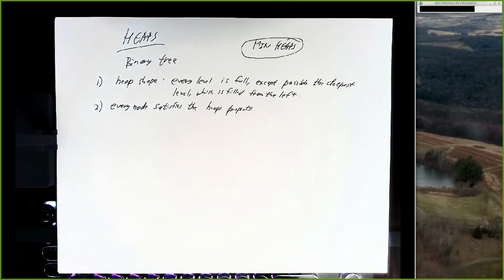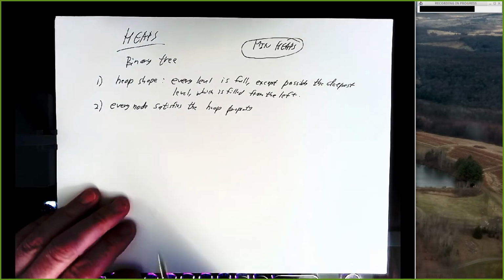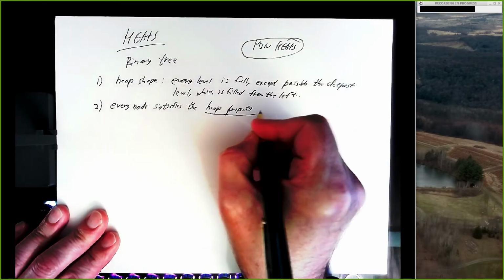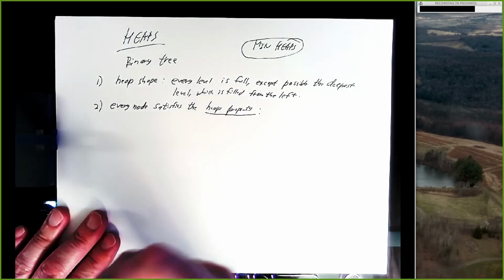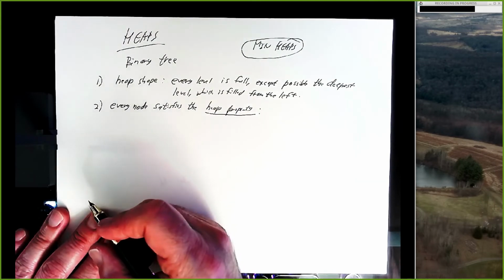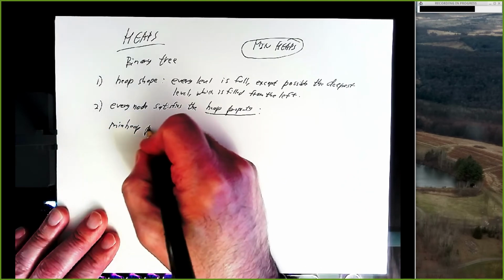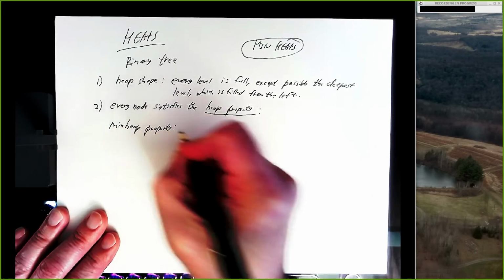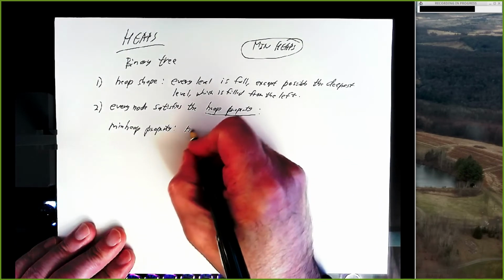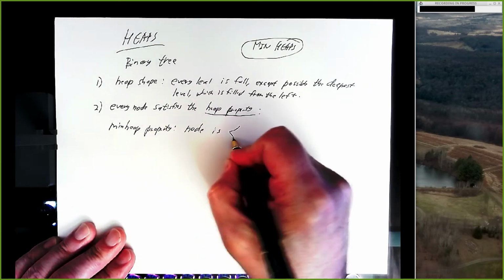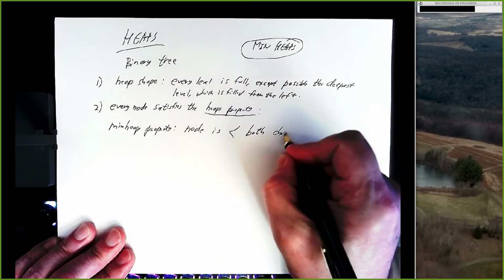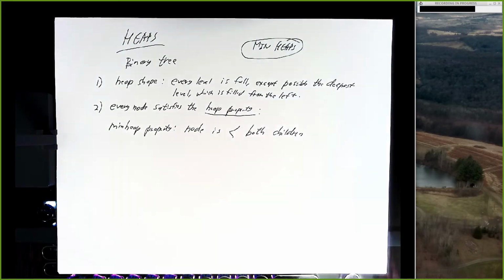It's got to satisfy the heap shape. The second requirement, every node satisfies the heap property. And so again, there's a min heap property and there's a max heap property. So the min heap property says a node is less than both children. So we're going to think of a heap of integers just because it's easy to work with. And the min heap property will be that each node has to be smaller than its children.